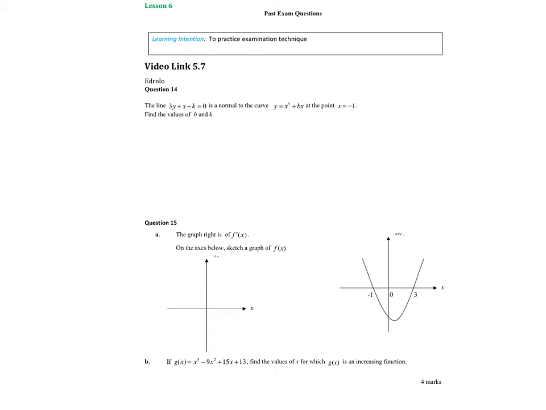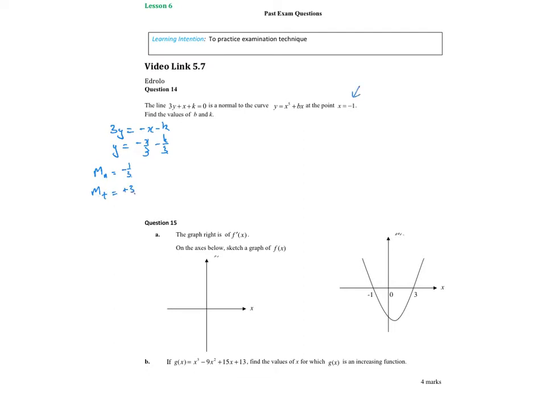So first things first, if that line there is a normal, let's rearrange it. Therefore, we get 3y is equal to minus x minus k. Y is equal to minus x on 3 minus k on 3. So we know that this equation is normal to the other one. So the gradient of my normal is equal to -1/3, so the gradient of my tangent is equal to +3.